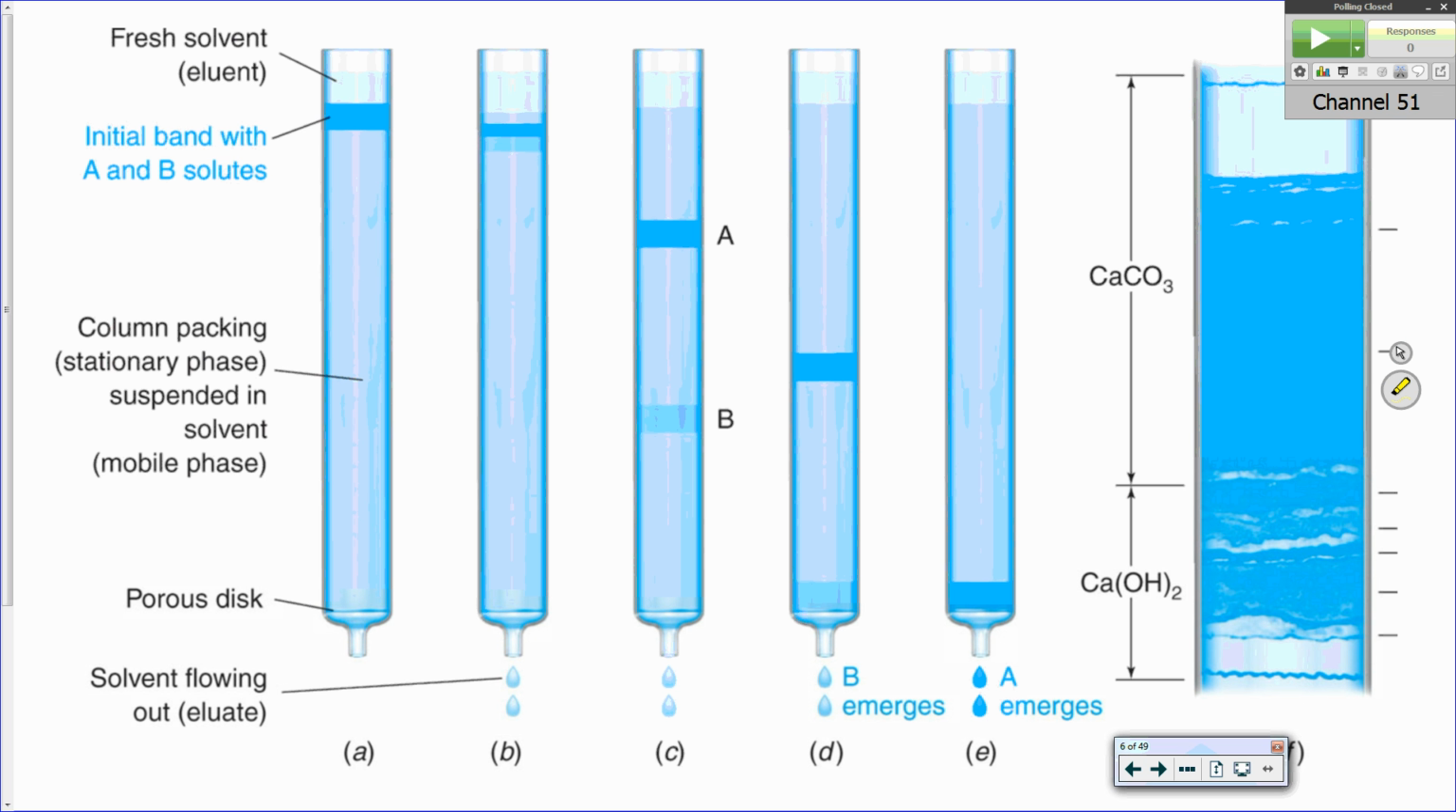Whatever it was, he took chalk, ground it up, put it inside a column, and he used calcium carbonate in his actual experiment. And then on the bottom, he had calcium hydroxide. And then he had a filter, some type of porous plug at the bottom so the solids couldn't pass through.